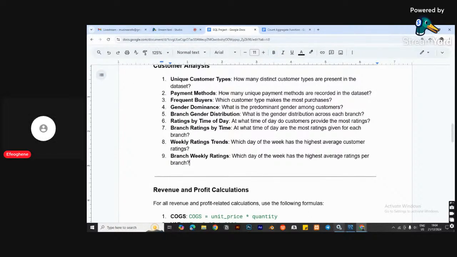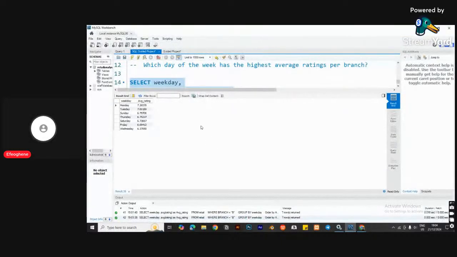So we've come to the end of the project. All of this is very foundational, very basic, but you need it as a building block. You need it as a pedestal to carry out analysis.